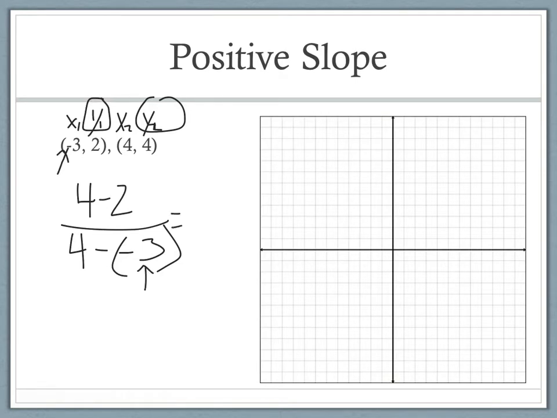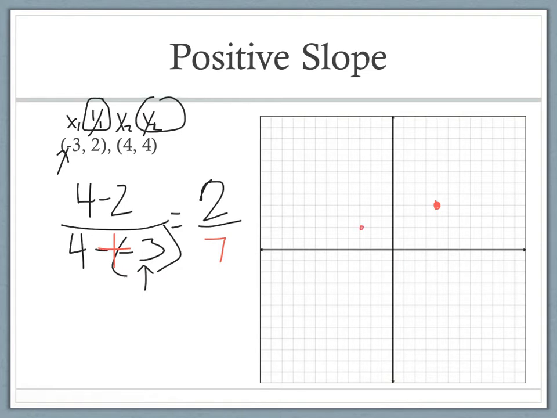So let's clean this up. We have 4 minus 2 is 2, over, this becomes an addition, so this is going to be 4 plus 3, which is 7. Now I just want you to see what the slope would look like. I'm going to just plot 4, 4 on here. There's 4, 4. And negative 3, 2 would be right there.